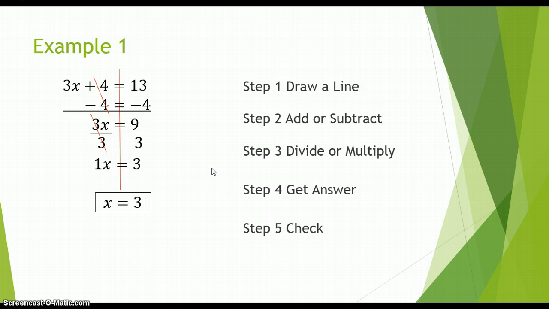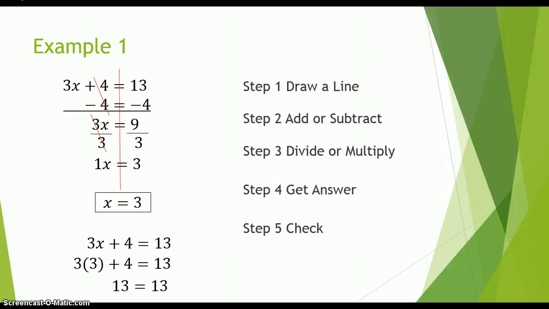Step number 5 is to check. I want to check and make sure that x equals 3 is indeed my answer. So to check, all I need to do is take my original equation and substitute the 3 for the x. Anywhere I see an x, I'm going to put a 3. When I do that, I end up with 3(3) plus 4 equals 13. Notice how I put parentheses around my 3 when I substituted it in. When I do that calculation, I do indeed end up with 13 equals 13, which is a true statement, which means that my answer x equals 3 is indeed correct.